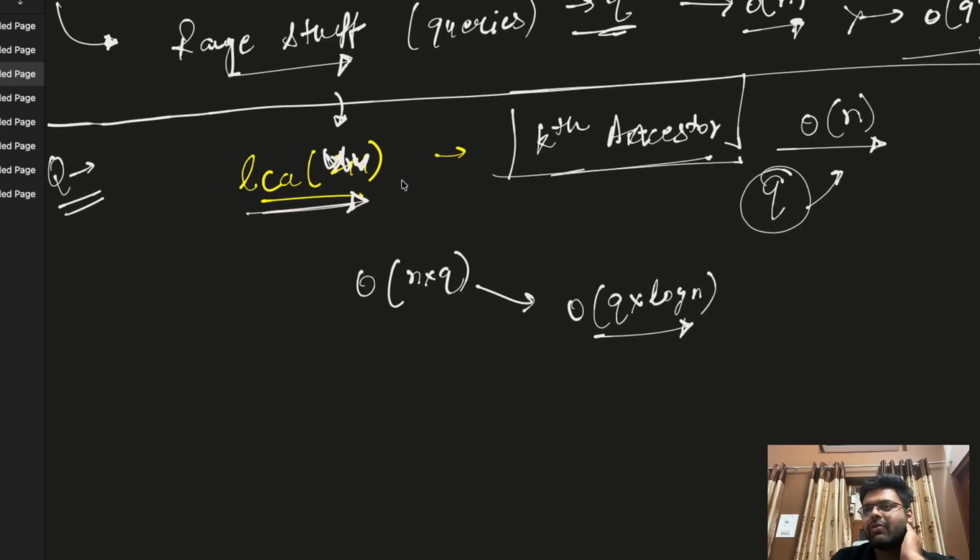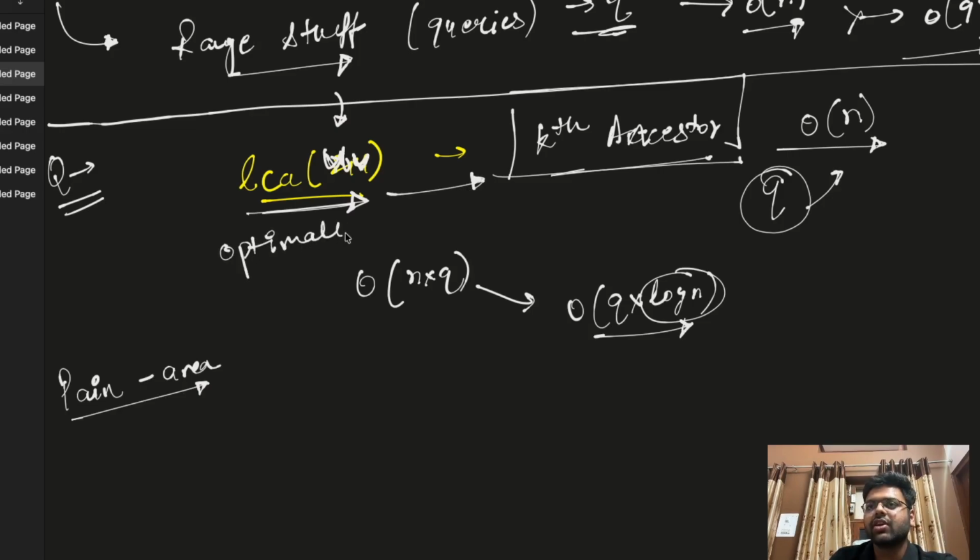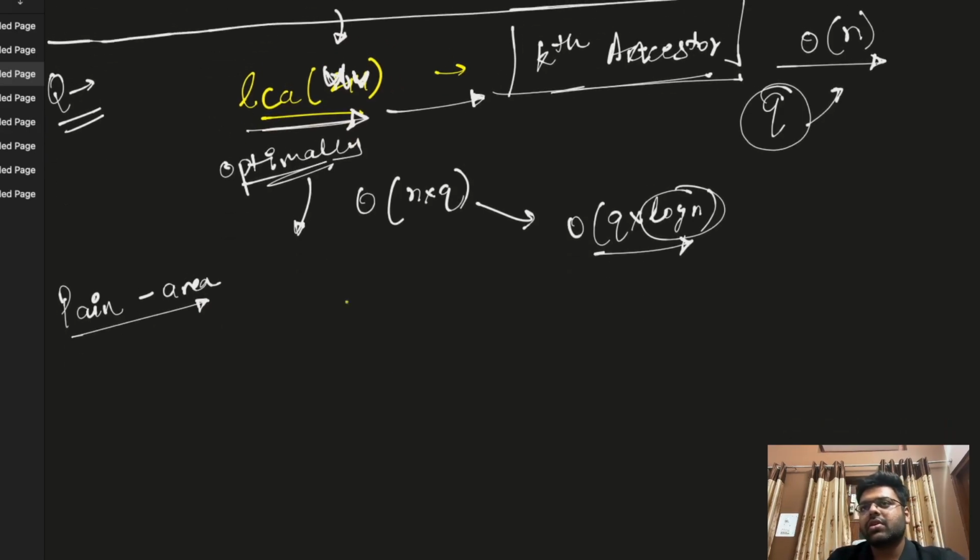I'm sure if you follow this channel, you know that when we talk about the optimization part, we first think about the pain area. What exactly is our pain area? Our pain area is to find the kth ancestor optimally. We need to find this very thing optimally. Now let me give you an analogy of how we think about optimizing this.